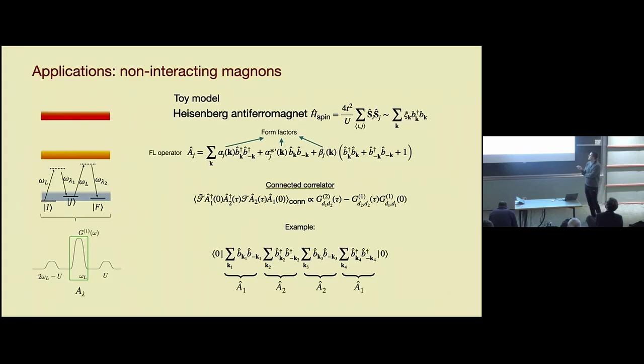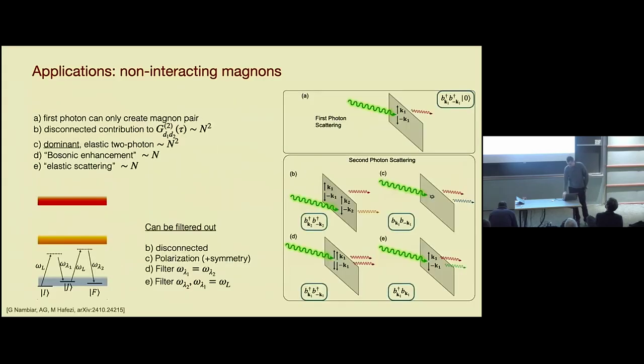And now we are interested in a connected correlator of basically four operators. There are many processes that come into play when we plug in these operators, but it's much easier to explain with the graphics. The first incoming photon necessarily creates a magnon pair with opposite momentum. And then there are several options for the second photon. It can either create another pair of magnons, and actually this contribution can be shown to be effectively a disconnected contribution to the G2 function.